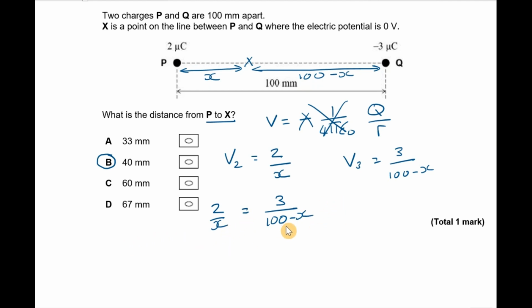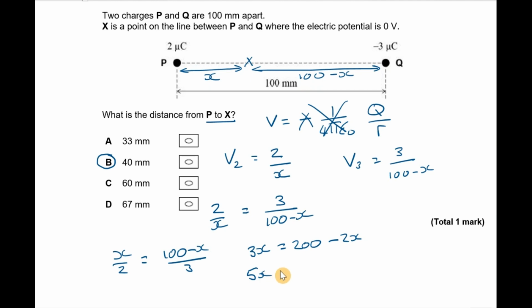Let's go through the maths, relatively simple. I'm going to turn both of those equations over, take the reciprocals of both sides. So x over 2 is equal to 100 minus x over 3. Then I'm going to multiply each side by 3 and each side by 2. So I end up with 3x is equal to 200 minus 2x.